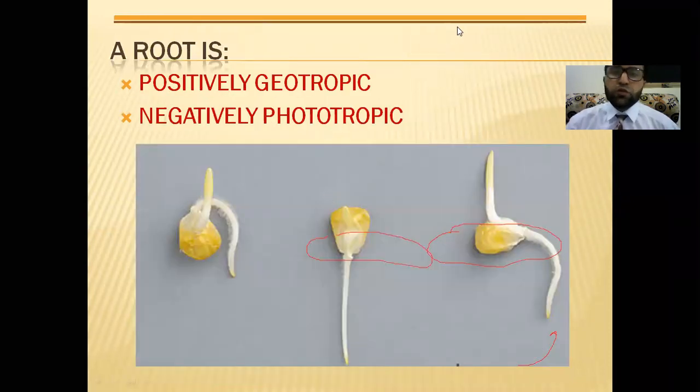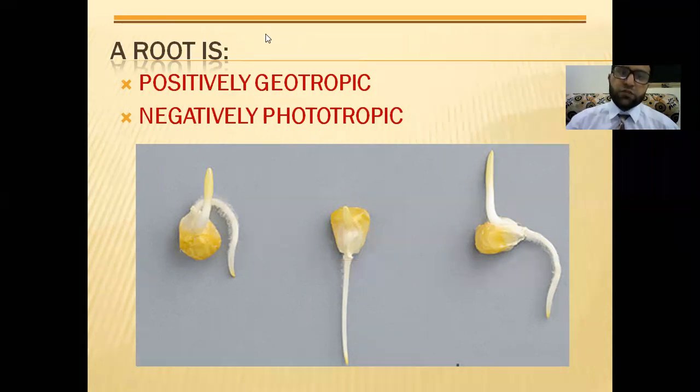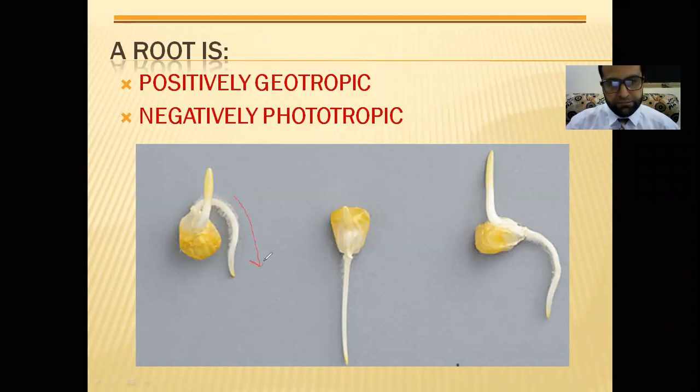Now, root is positively geotropic. Positively geotropic means the root is growing toward the gravity, while it is negatively phototropic. Negatively phototropic means the root is growing away from the light, so it is negatively phototropic.